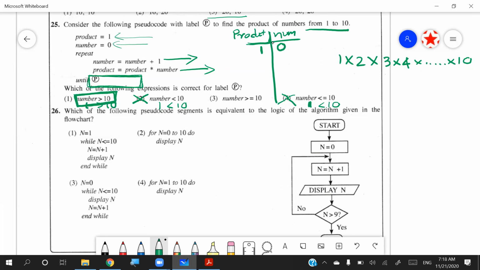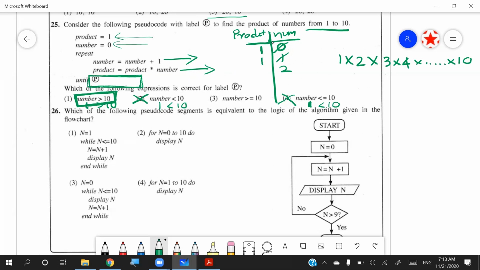N is for number. So product is 1, number is 0. Then number is increased by 1, so it becomes 1, and product will be multiplied by the number and reassigned to the product. So 1 into 1 is 1, right? Then the condition, number larger than 10. That is what we are considering, the answer of the very first choice. Is number larger than 10? No, it is false. So it goes again and number will be increased by 1, so it is going to become 2.